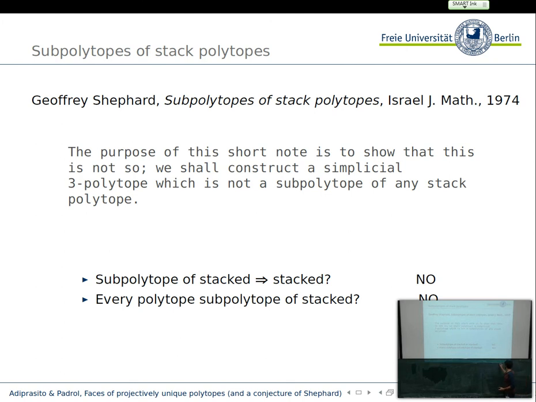He starts with a very round polytope. And a very round polytope is a polytope that is in between these two spheres, which are very close one to the other. So all your polytope is here.